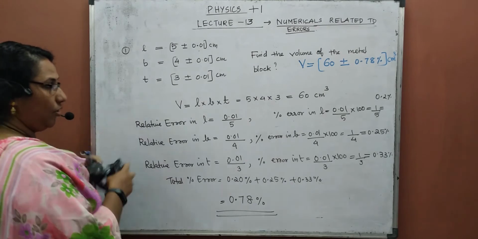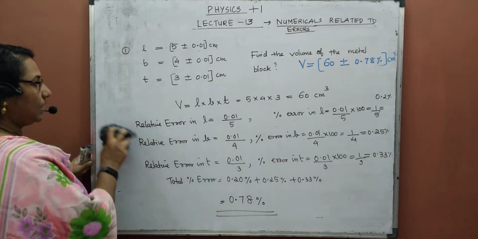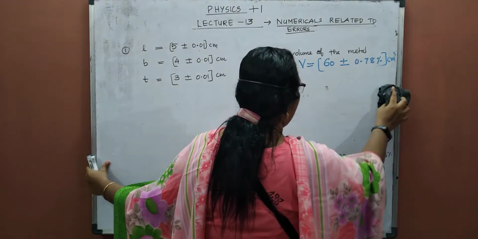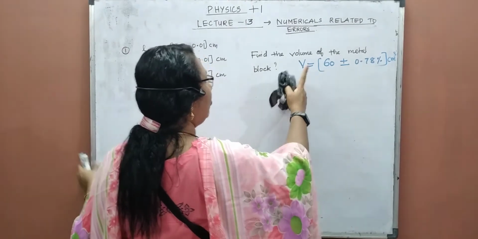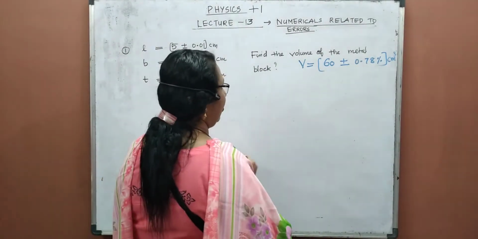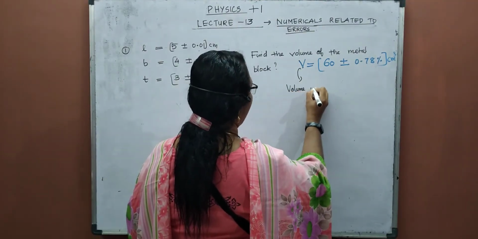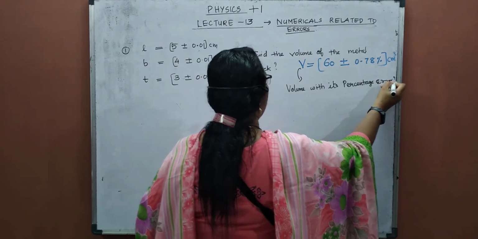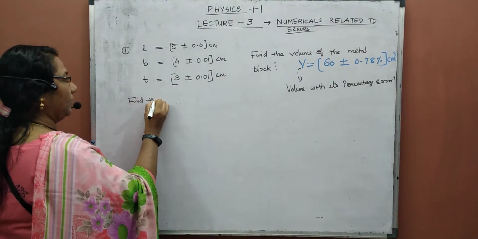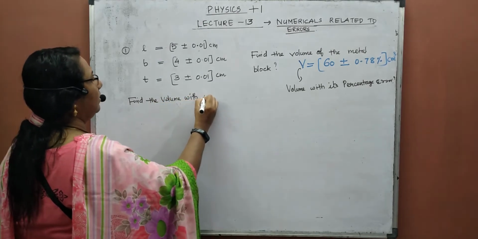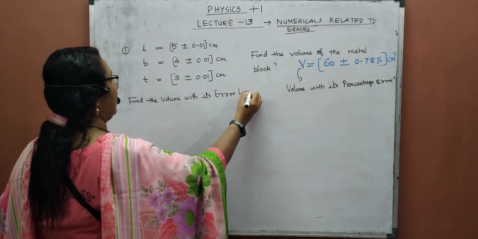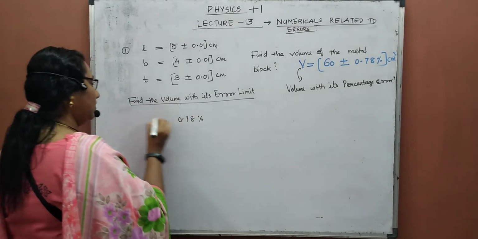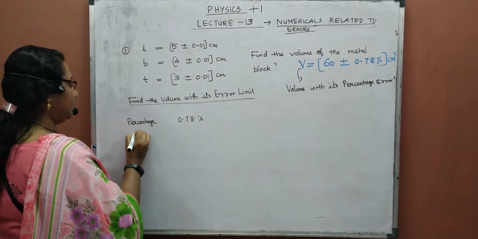Hoping all of you have taken the notes and understood the topic. But sometimes the question is like this: find the volume with its error limit. Here we have taken the volume with its percentage error, but now the question is, find the volume with its error limit. What does it mean? 0.78% is the error, so this is the percentage error. So what is percentage error here?